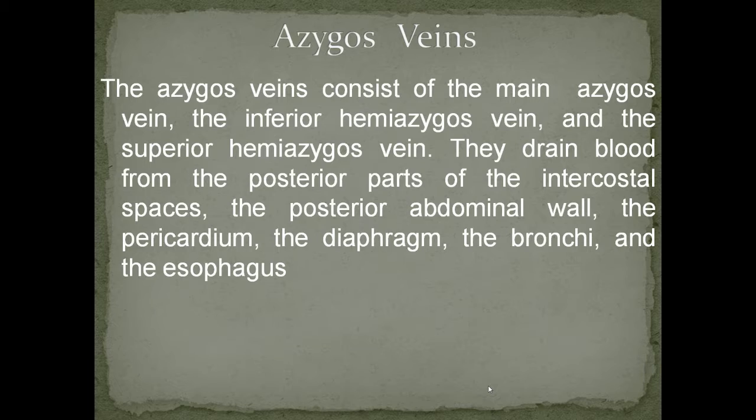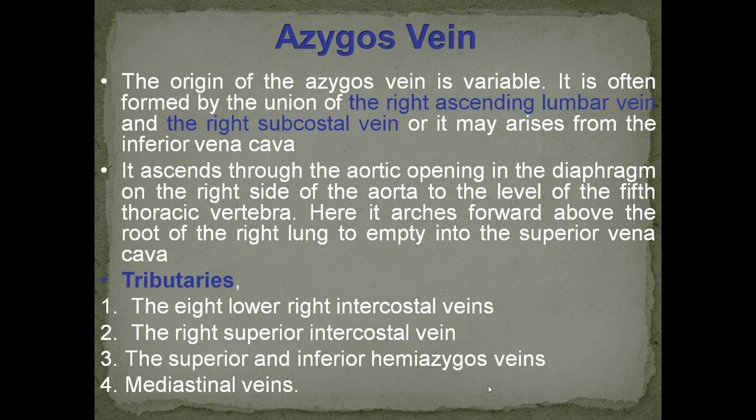Now we'll discuss the azygos vein. The azygos vein system consists of the main azygos vein, the inferior hemiazygos vein, and the superior hemiazygos vein. They drain blood from the posterior part of the intercostal spaces, the posterior abdominal wall, the pericardium, the diaphragm, and the bronchi and the esophagus.